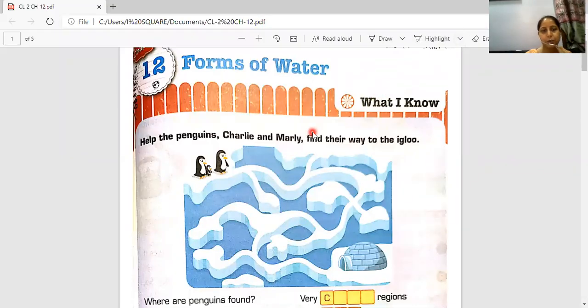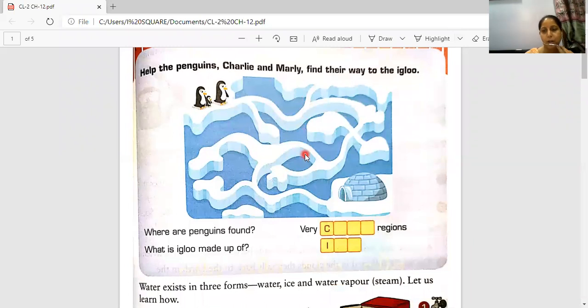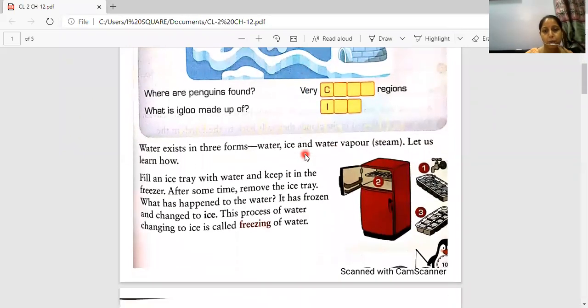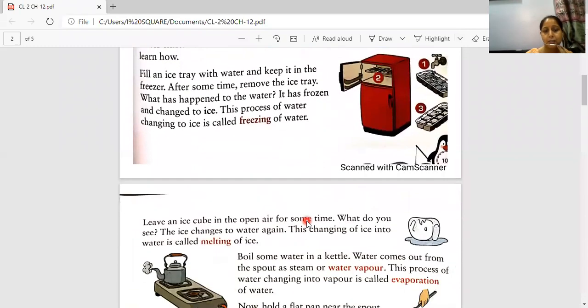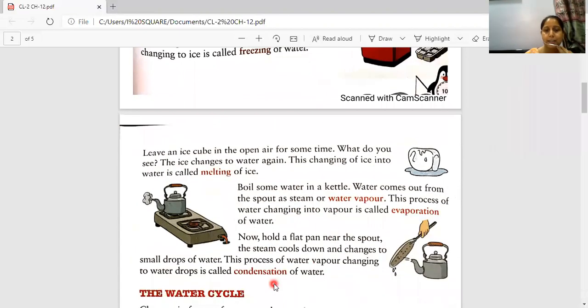This is the second video for class 2, and the chapter we are dealing with is chapter 12, forms of water. In the previous video we discussed that water has three forms: solid, liquid and gas. When we freeze the water, it changes into solid, and when the solid is kept outside and it melts, the ice again changes into water. And when we boil the water, through steam or water vapor it changes into a gaseous form, and that process is known as evaporation. Now we will see what is condensation.